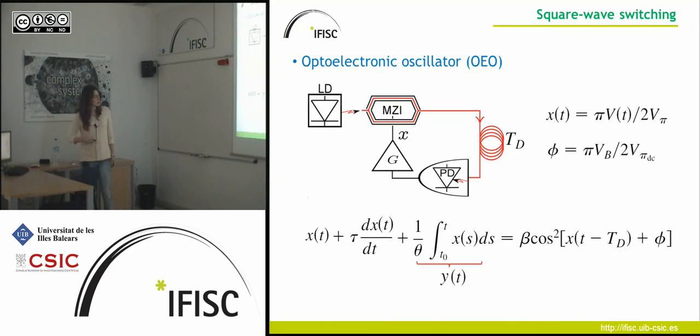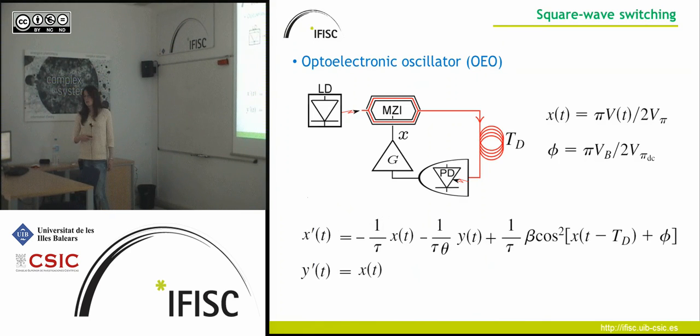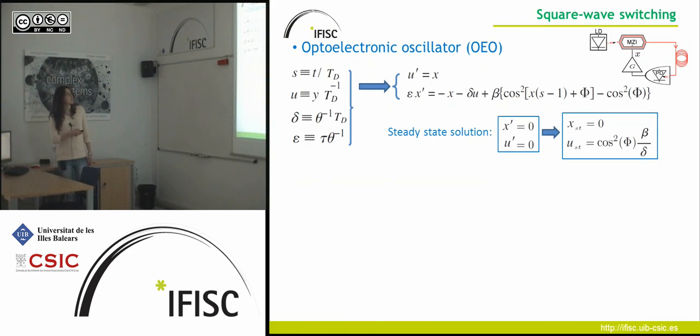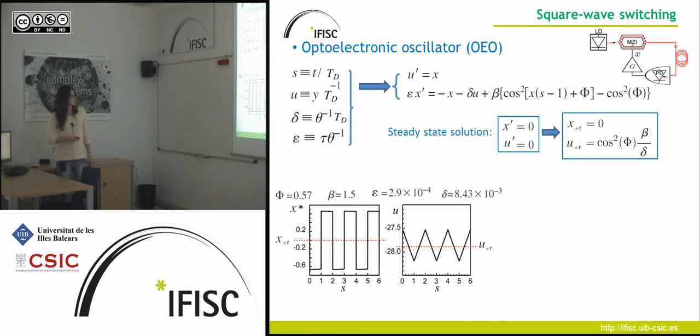This integral term can be eliminated using this new variable, and then one has a system of two delay differential equations. Usually, in these kinds of problems one rescales the time to the delay time and introduces other adimensional variables and parameters, and then one has this system. This system has a steady state solution given like this. And this is an example of a square wave obtained for a positive value of the feedback phase, this parameter. This parameter fixes the operating point of the modulator.